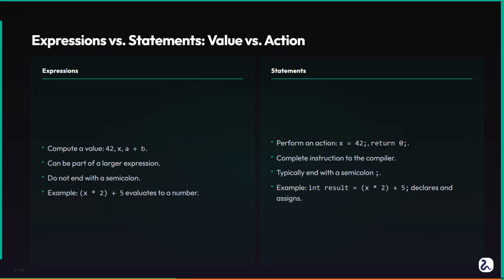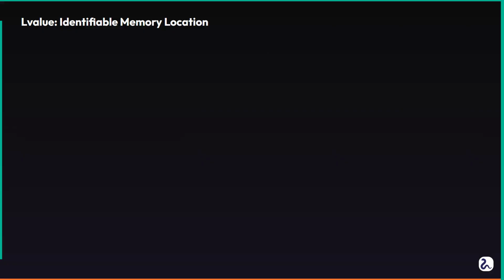A statement performs an action. Most statements in C++ end with a semicolon. An expression followed by a semicolon, like x = 5 + 3;, becomes an expression statement. Other statements include declarations, control flow constructs like if or for, and jump statements like return.